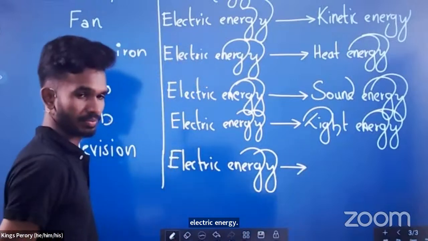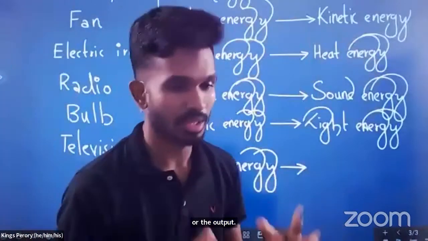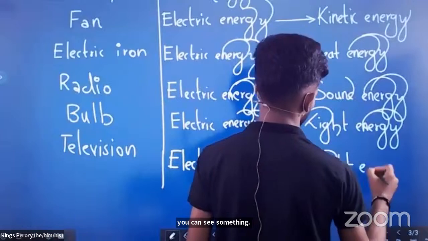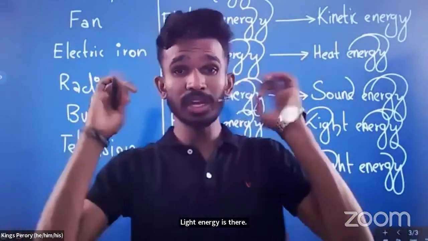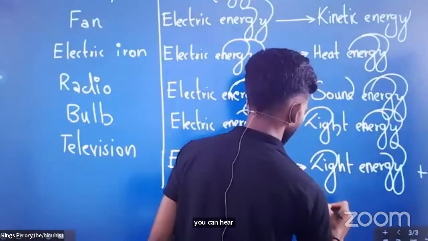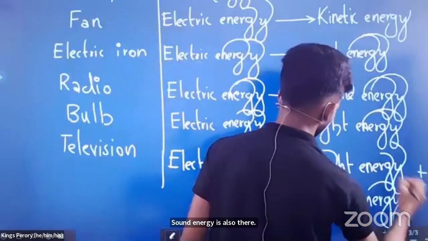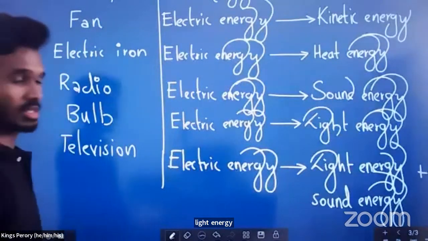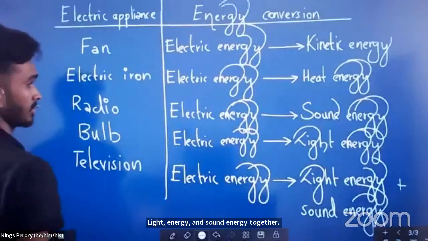What's the output? What do you get from a television? You can see something. Light energy is there. Is that all? No. You can hear. Sound energy is also there. Light energy and sound energy together. That is television. Grade 6 work, eh?